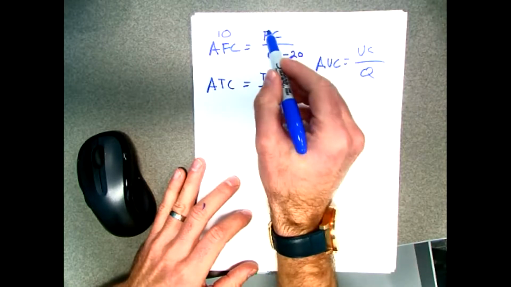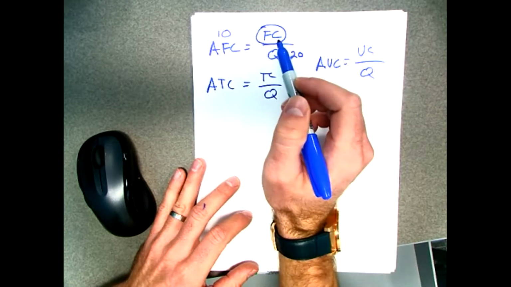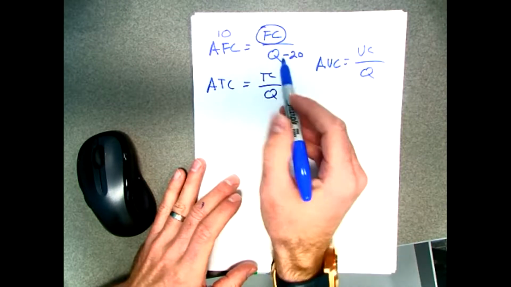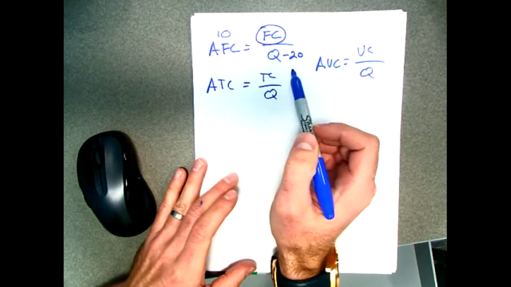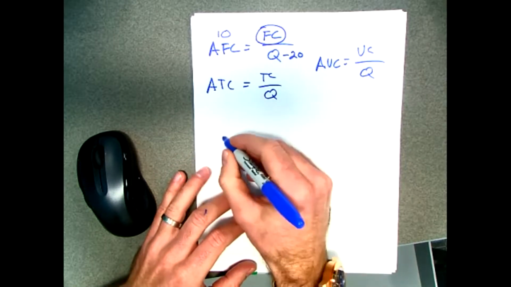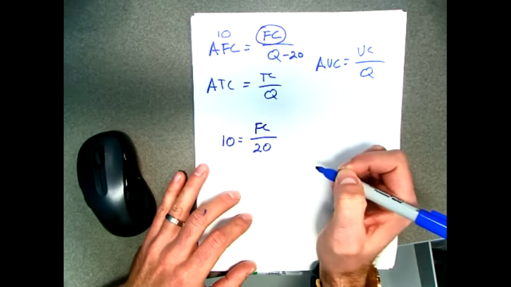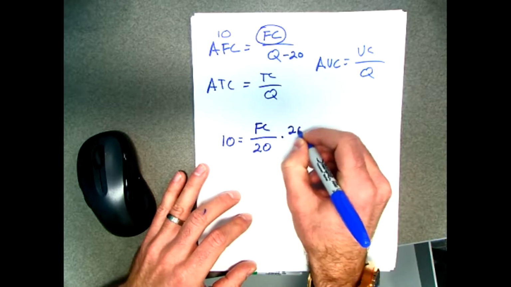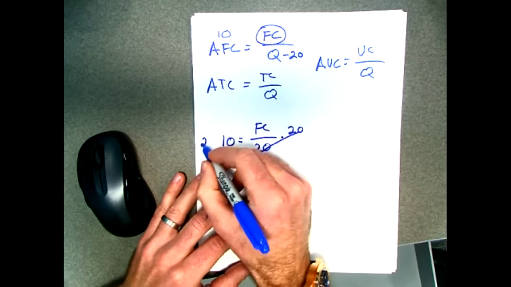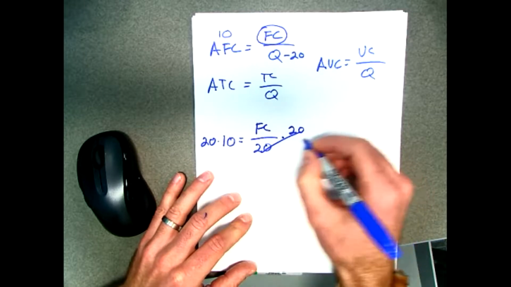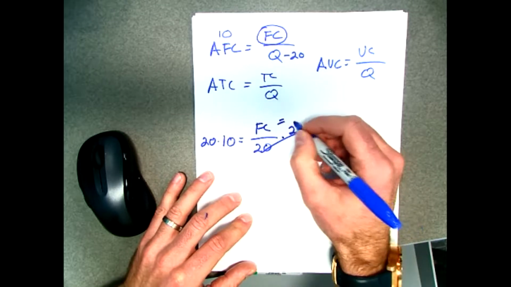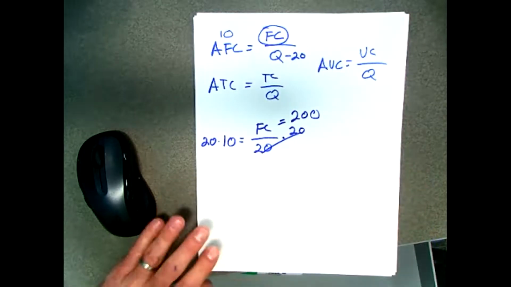What I was asked for was, what's my total fixed cost? Well, here I've got one equation and one thing I don't know, so it just rearranges the equation a little bit. If I plug those values in, it's going to look like this. This is where you have to use a little bit of algebra: multiply both sides by 20, and my total fixed costs are 20 times 10, or 200.